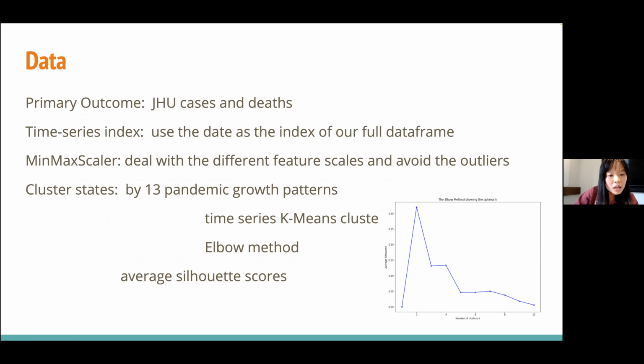Next. Our primary outcome is the JHU cases and deaths. In order to have better performance in our model, we first try to cluster the 50 states across the United States by their pandemic growth patterns. Therefore, similar states will be given similar models.